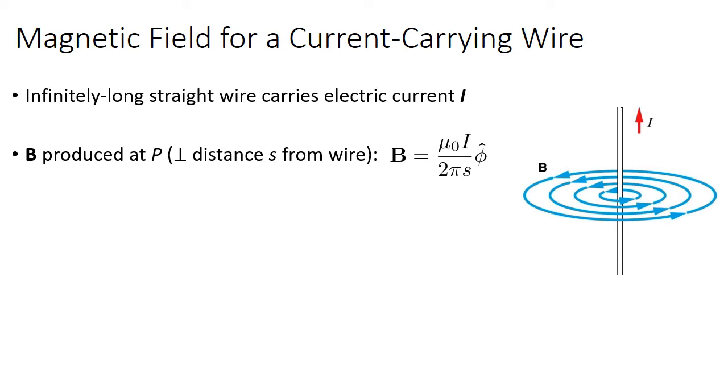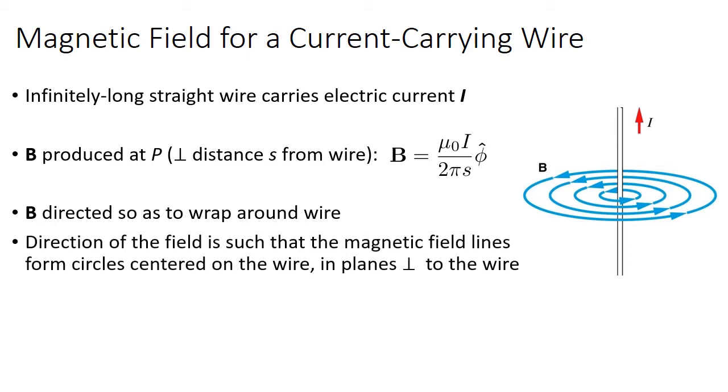As is spelled out by the Biot-Savart law, the magnetic field B produced by this current is directly proportional to the current and inversely proportional to the distance away from the wire, here represented by S. The direction phi indicates that for a current going straight up, as is shown here, the magnetic field will circulate in a counterclockwise direction. We can represent the field using field lines, as shown in the figure.